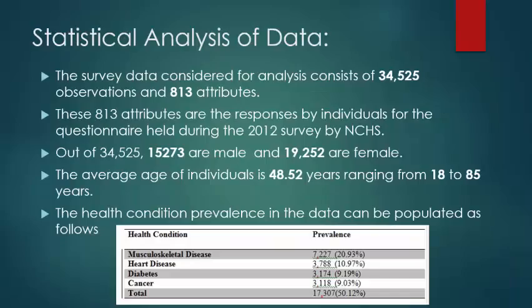The data we are considering for the analysis has around 34,000 observations with 813 attributes. These 813 attributes are the different questions posed to the individuals in the questionnaire. The average age of the individuals in the data is around 48.52 years, ranging from 18 to 85 years.